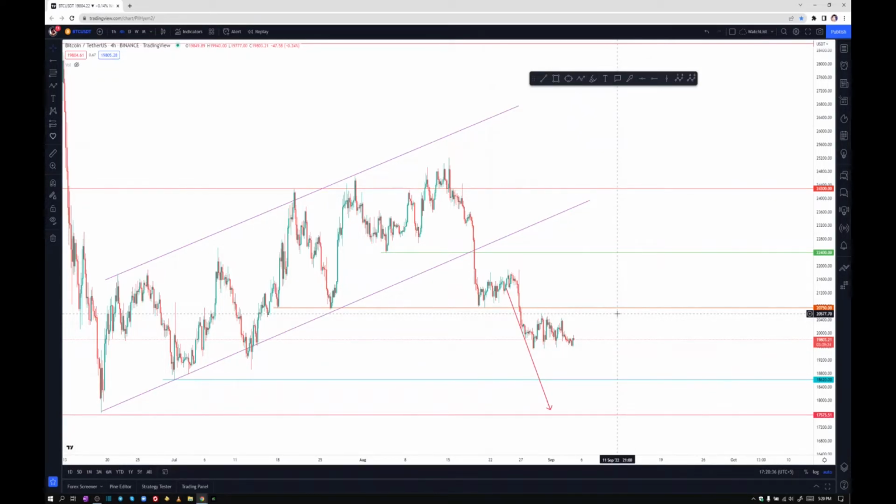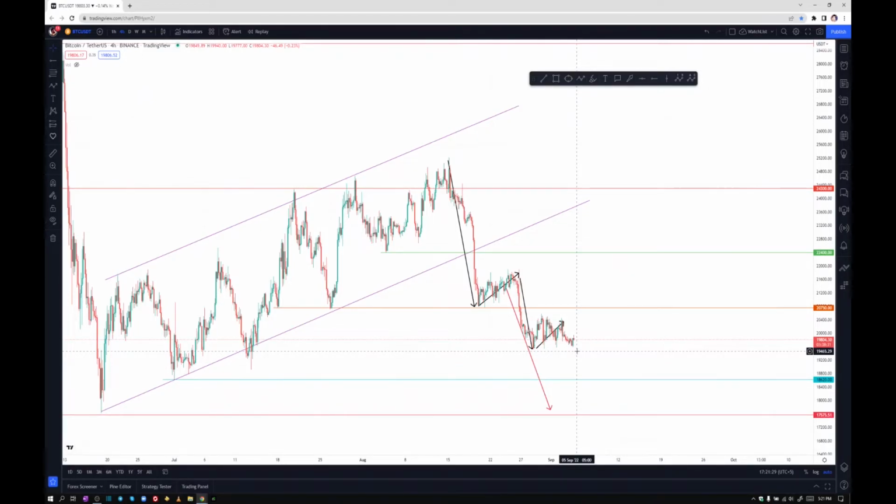As soon as we break this correction, now I don't know when the correction is going to be broken. It can take a week, it can take a day, or it can go down right when the market opens. That depends, I don't know that, but one thing I know for sure is the market is going to go down because we're in a downtrend.